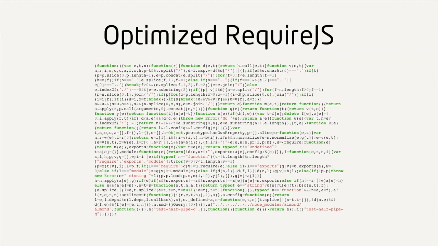This is what optimized RequireJS looks like. When it concatenates the code, it minifies the code for you and puts it all together into this big jumbled up blob of mess that you don't want to have to look at or mess with, but you don't have to. The browser does.